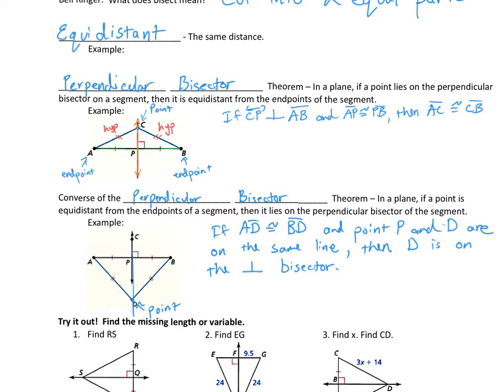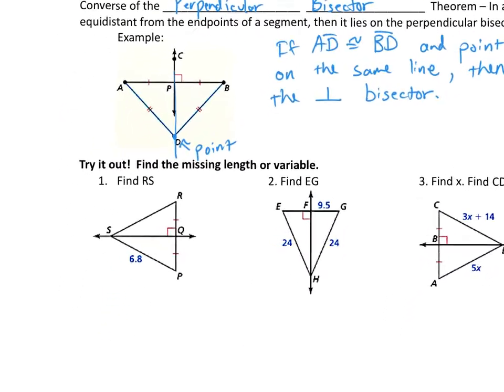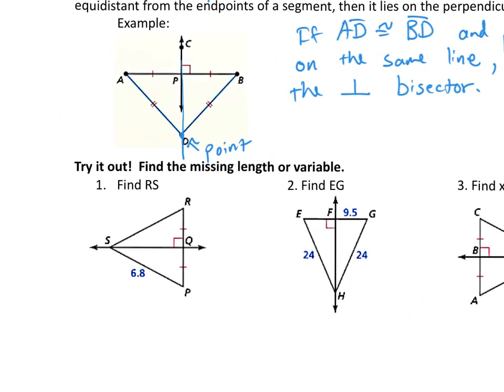Let's put this into practice. Let's actually figure this out. In terms of perpendicular bisector, find RS. I see here we have a perpendicular, I have two equal segments, so I have a perpendicular bisector. Since one is 6.8, I know the other hypotenuse also has to be 6.8.